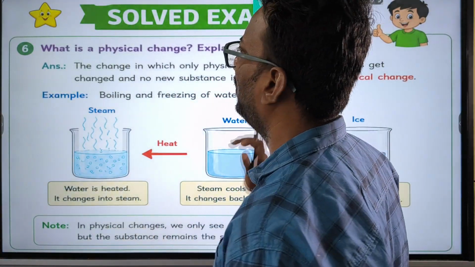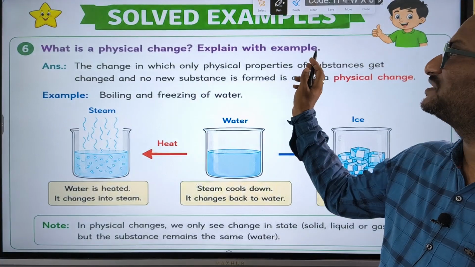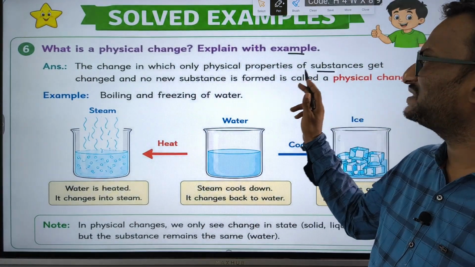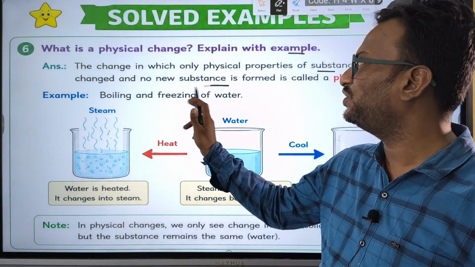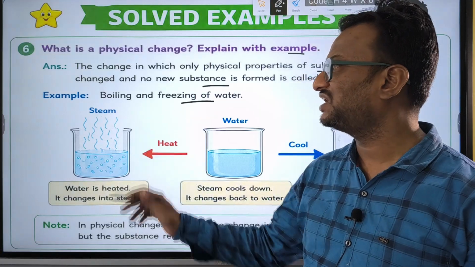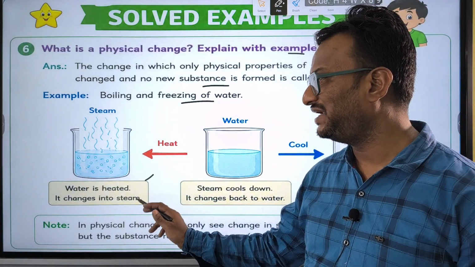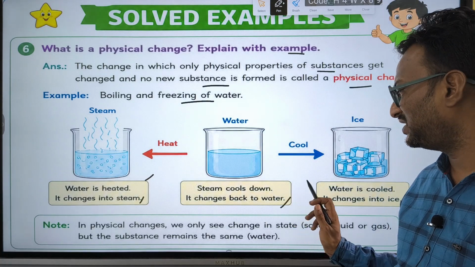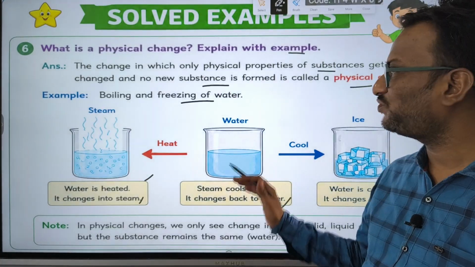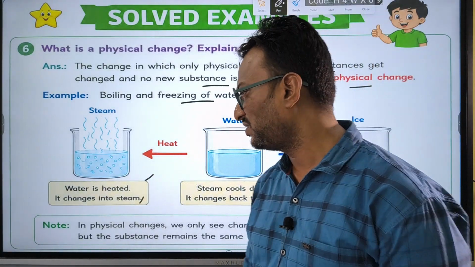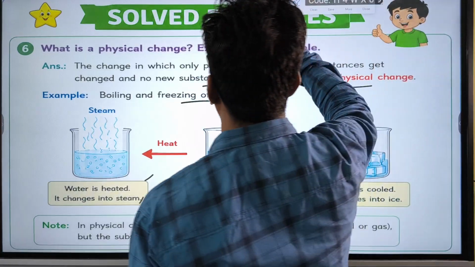Next one, what is a physical change? Explain with an example. The change in which only physical properties of a substance change, that is, no new substance is formed, is called a physical change. Boiling and freezing of water. Water is heated, it changes into steam. Steam cools down, changes into water. When water is cooled down again, it changes into ice. So this is about physical change.